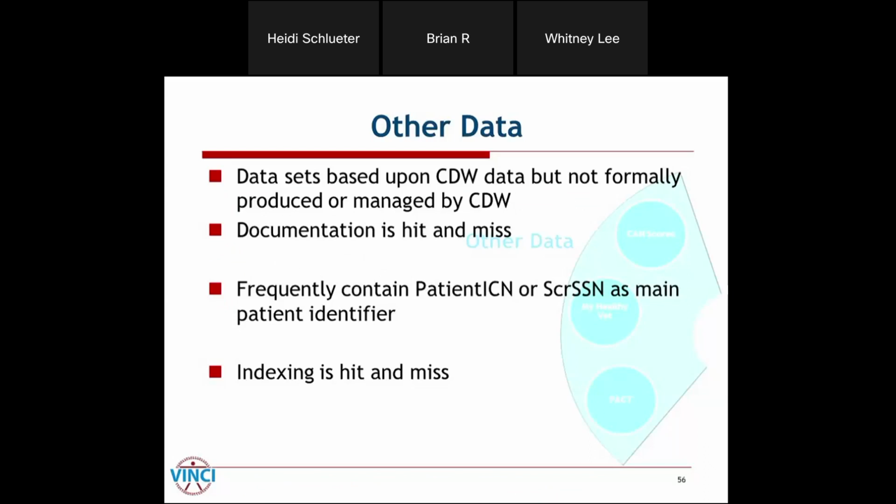And then we have other data. So this is data that's based upon CDW data, but not formally produced or managed by CDW. The documentation here can be hit and miss. We'll frequently use patient ICN or scrambled social as the main patient identifier, and the indexing as well is kind of hit and miss.